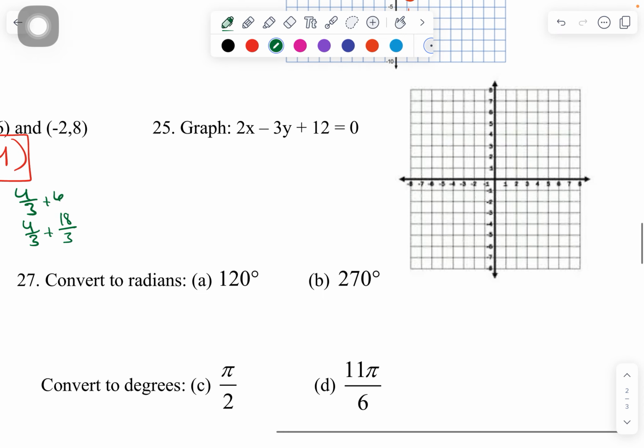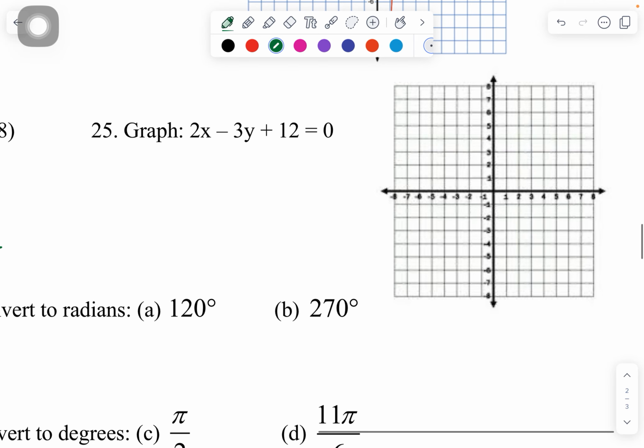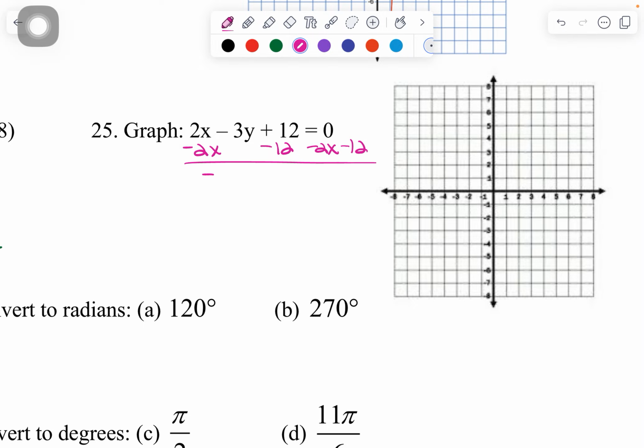All right, question number 25. This is one reason why you would want to use slope-intercept form. So I'm going to go ahead and subtract 2x and subtract 12 here. All right, get this as negative 3y equals, so that's gone and that's gone. So negative 2x minus 12. Look at all the negative signs. That's a lot of negatives.